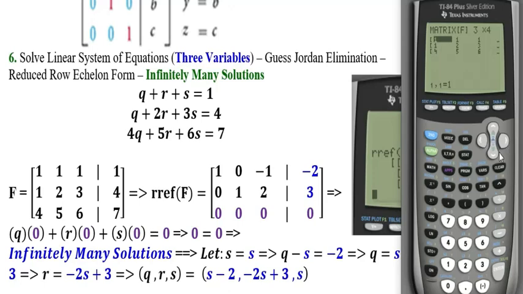So once again, for q we have 1, 1, 4. For r we have 1, 2, 5. For s we have 1, 3, 6, augmented with 1, 4, 7.